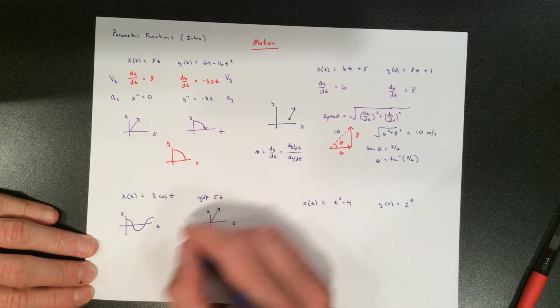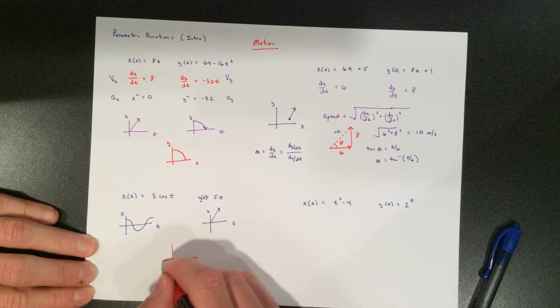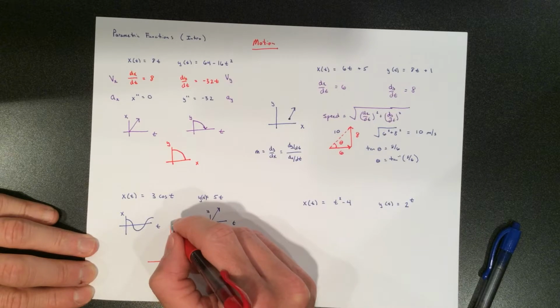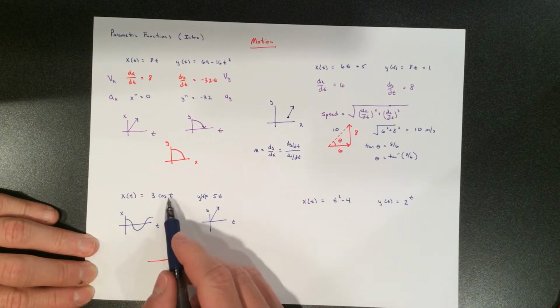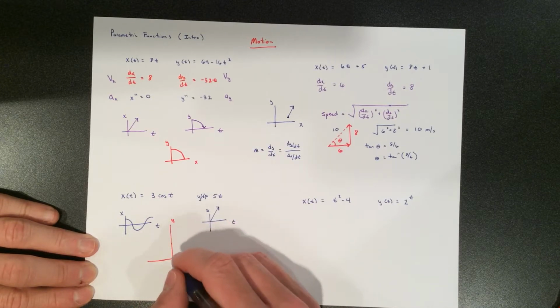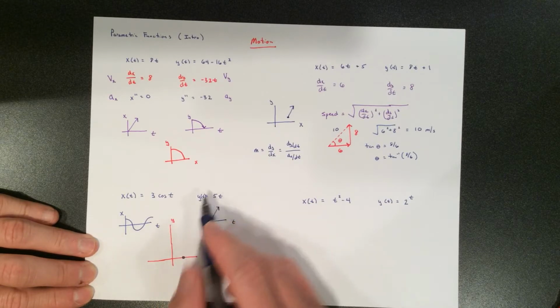So think about putting those together on a y versus x curve. When t equals 0, I'm at an x value of 3 and a y value of 0. So y value of 0, x value of 3, that's here. And then what happens? Well, y, I'm going to go up.